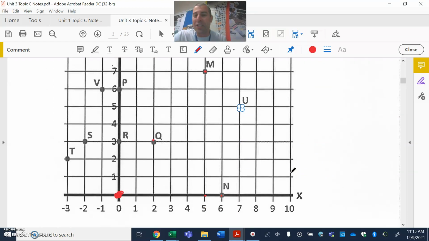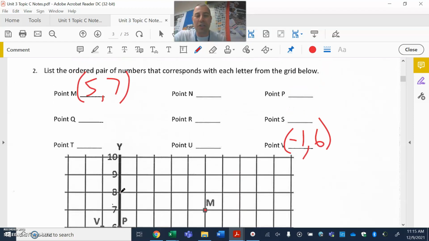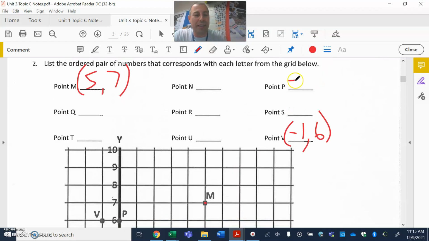Let's do one more. Let's do letter T. So to get to letter T, again, we always start where the axes meet. We have to go to the left. We go to the left to -3, and then we went up to +2. So again, using those words there. We went to the left, so there's your negative. We went up, so that's why we're positive. And that's it there when it comes down to it.